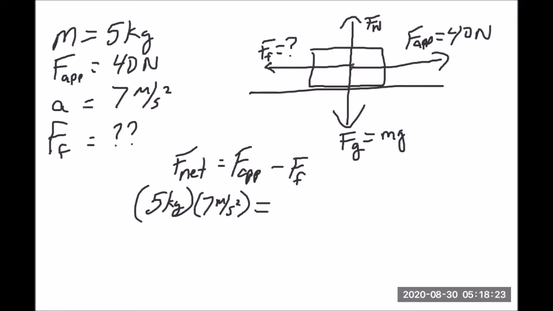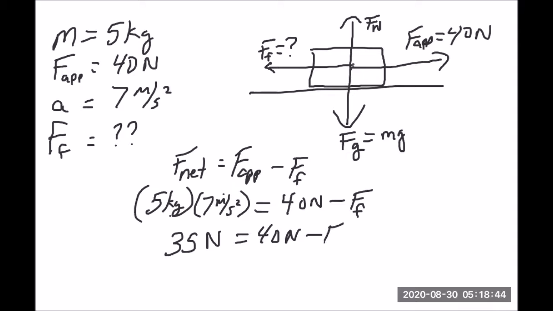We know our applied force is 40 newtons minus the force of friction should equal the net force. So 5 times 7 is 35, and we would have a kilogram meter per second squared, or a newton, and that would equal 40 newtons minus the force of friction. If we move the force of friction to the other side and subtract 35 newtons from each side, we would get a frictional force of 5 newtons.